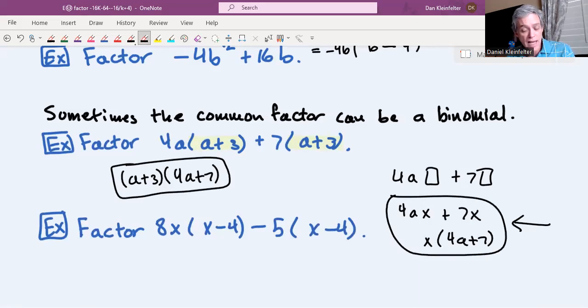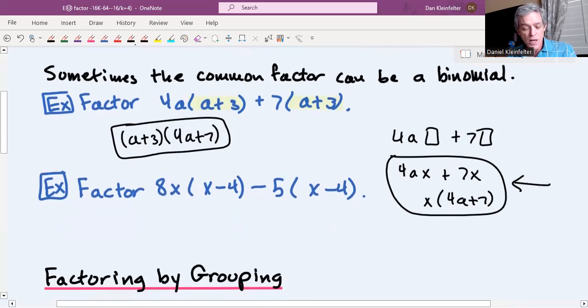When I turned 4ax plus 7x into x times 4a plus 7, what happened to the other x? Well, it got factored out, and you could double check by distributing, and you could also do that with our binomial here if you so chose. Okay, let's try this next one.